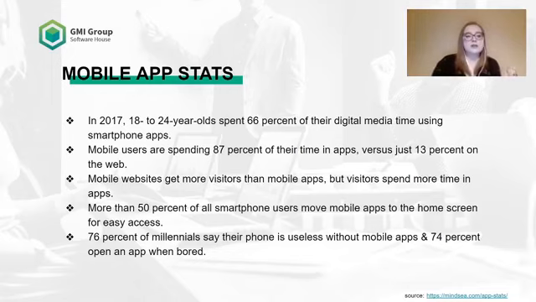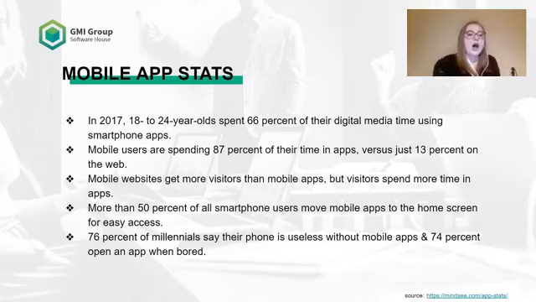First one is that in 2017, 18 to 24 years old spent 66% of their digital media time using smartphone apps. So we already see here that a lot of people these days, especially people that are mostly our target groups, are spending time in smartphone apps. So first thought here, if you don't have a smartphone app, you probably don't get to the people you want to get.